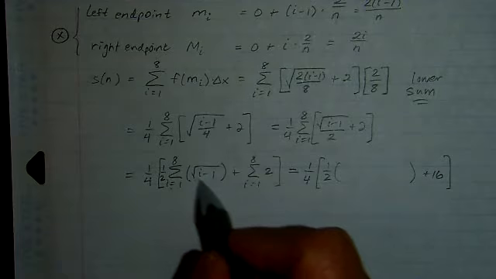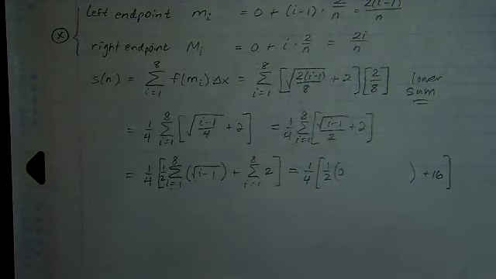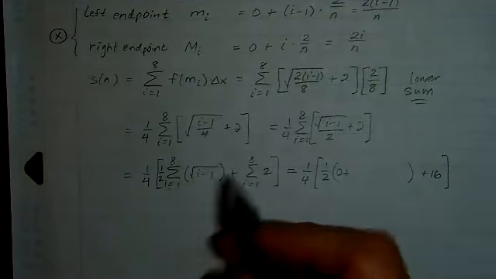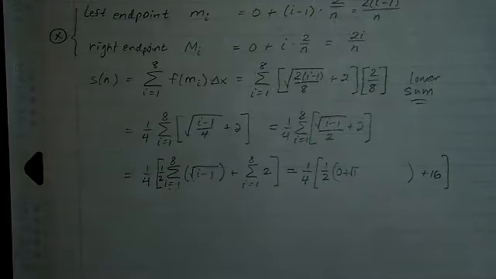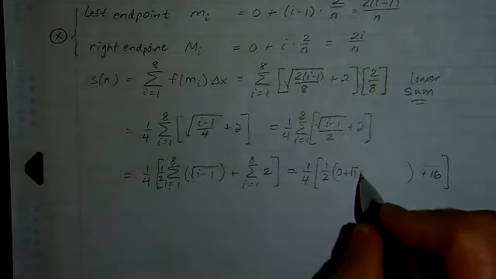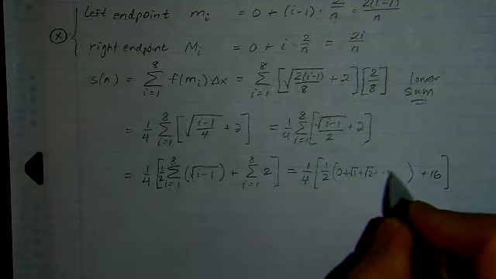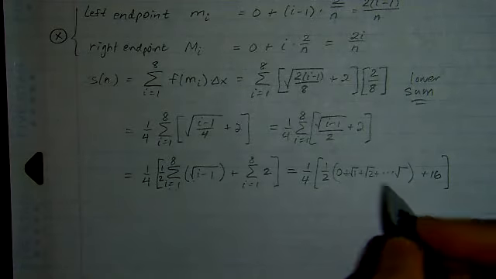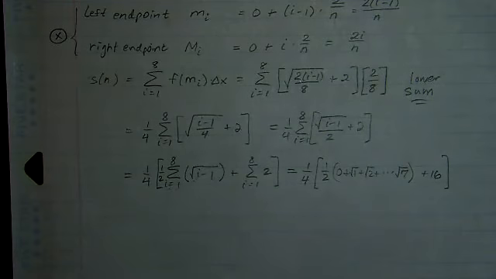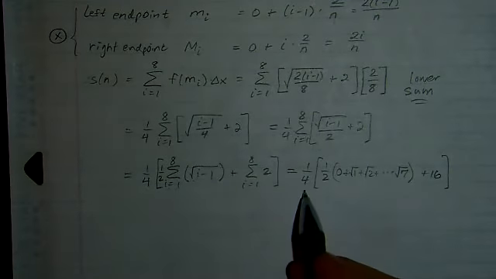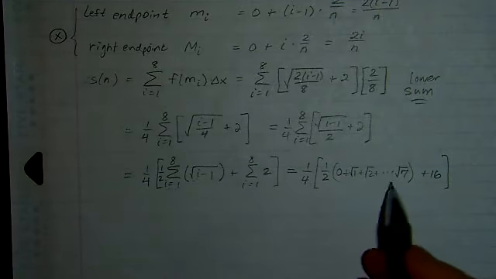So if I put a 1 in there, I get 0. So the first term is 0 plus the second term, which would be the square root of 2 minus 1, that's the square root of 1. And then I'm going to go all the way up to, when n is 8, 8 minus 1 is 7. Well, there's no way to simplify this. I'm just going to have to approximate this.